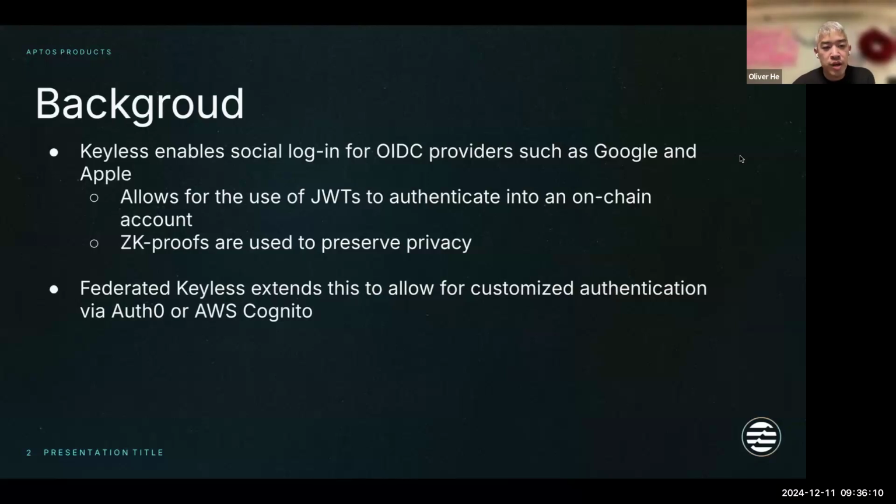To give a little bit of background information, what keyless does is it enables social login for OIDC providers, and currently on mainnet we support Google and Apple. In short, it allows people to use the JWTs that are provided by these identity providers to authenticate into an on-chain account. There is a layer of ZK proofs that are leveraged to make sure that privacy is maintained. Sensitive information such as your email is preserved.